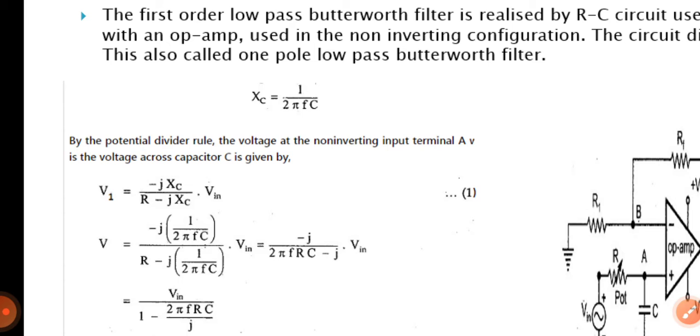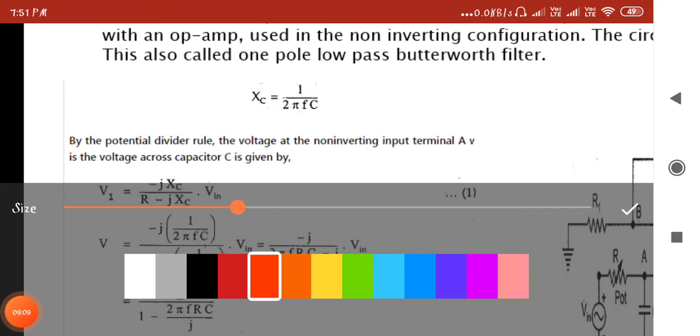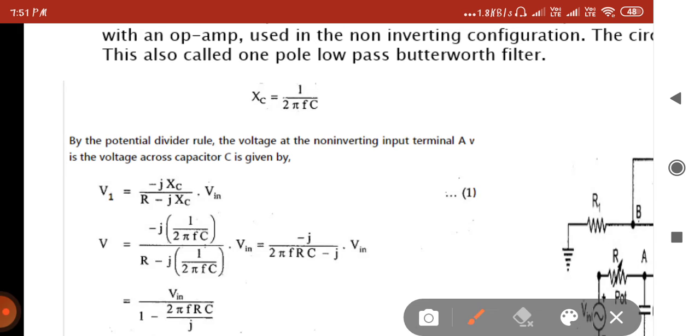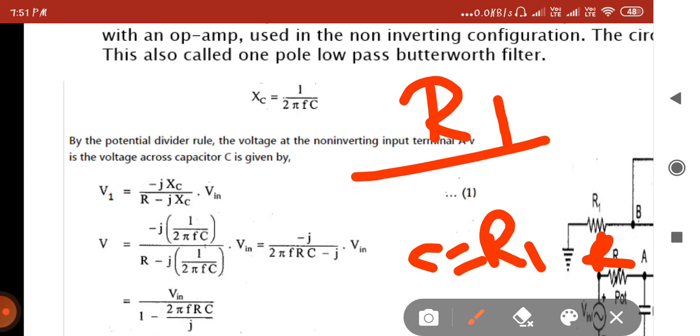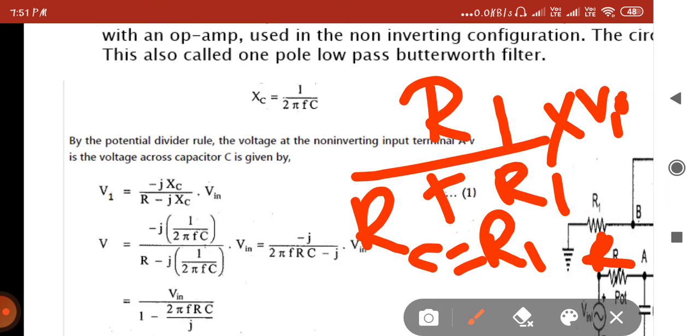Minus j Xc divided by R minus j Xc. Here R is the resistor, and the capacitor value we can take as jXc, right? For example, if this is R and C equals R1, then what do we do? R1 divided by R plus R1 into Vin by the voltage divider rule.